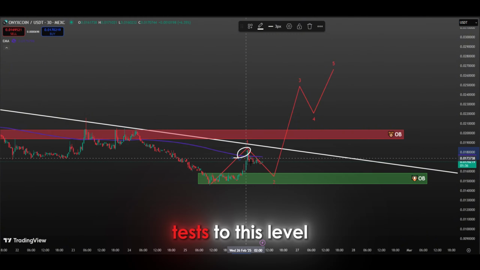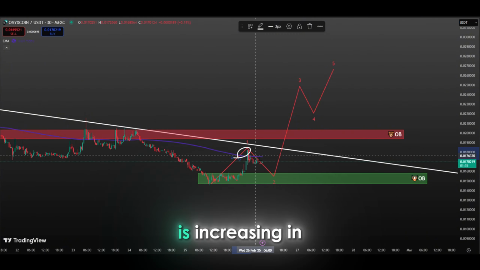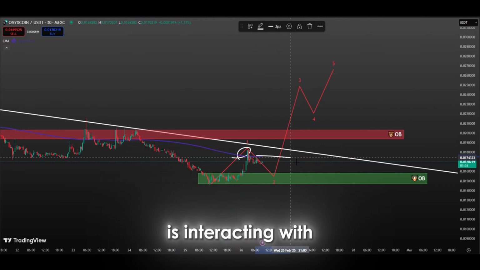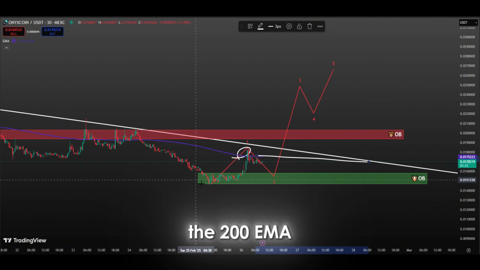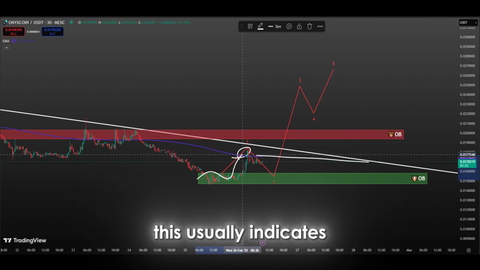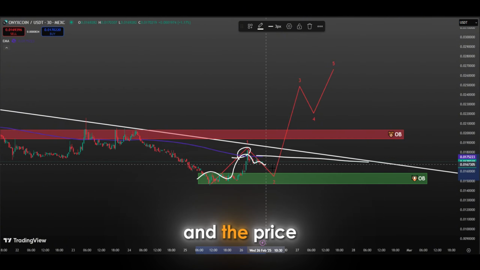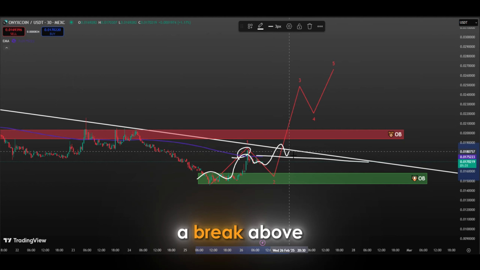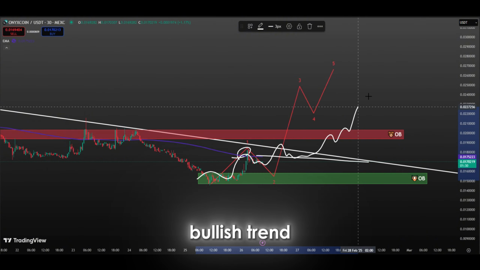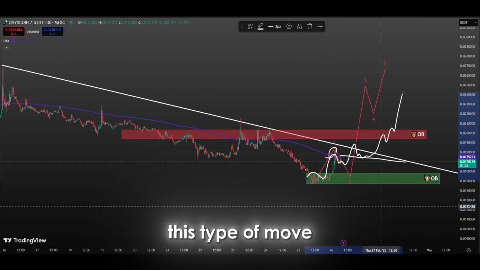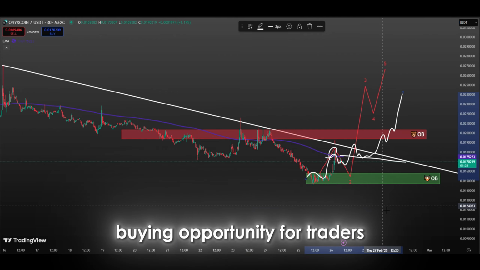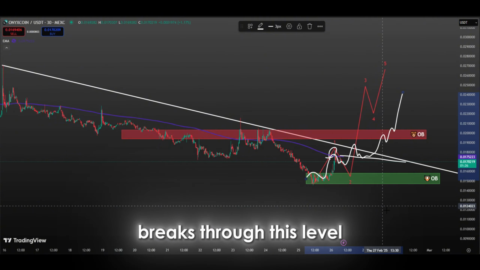Tests to this level signal that the pressure from buyers is increasing in the market and the price is interacting with this level. If the price manages to cross the 200 EMA, this usually indicates that the uptrend will continue and the price will start moving higher. A break above the 200 EMA usually indicates that the market is in a bullish trend and buyers are taking control of the market. This type of move can be a buying opportunity for traders, as further bullish movement can be expected once the price breaks through this level.